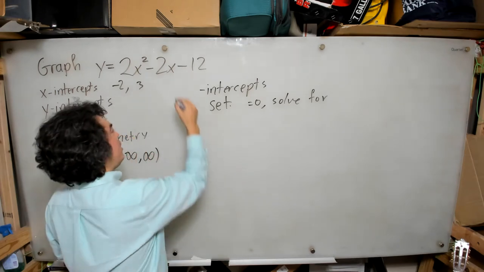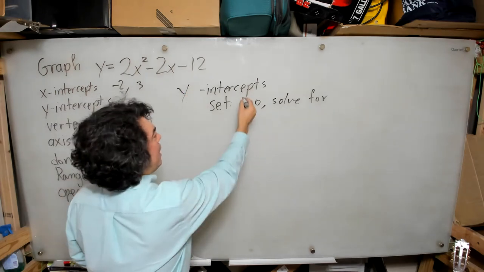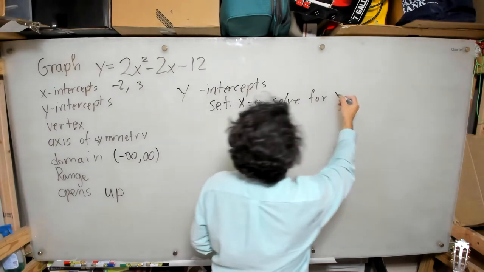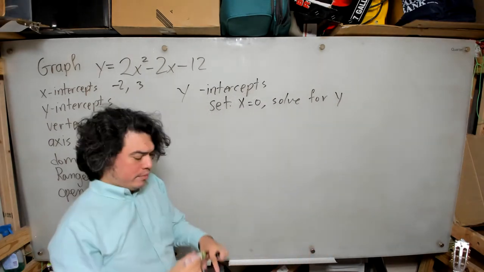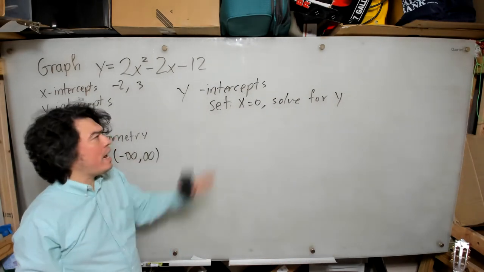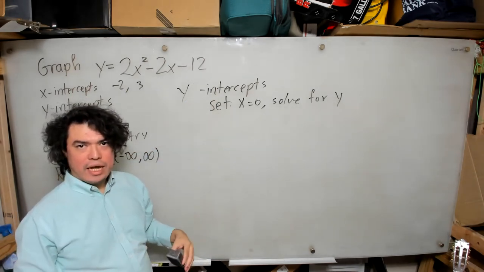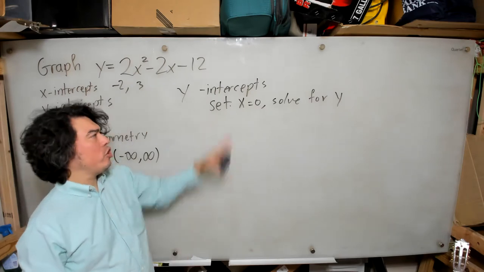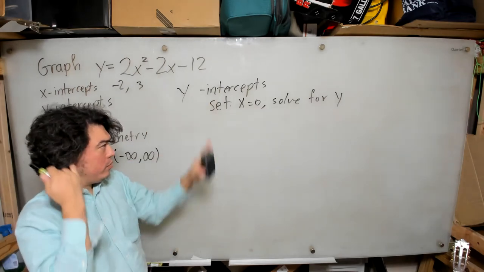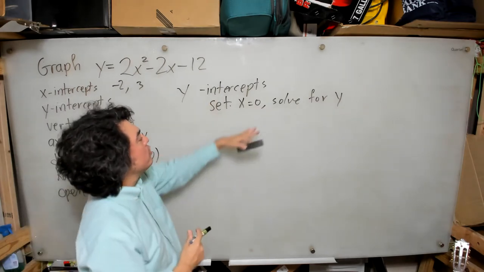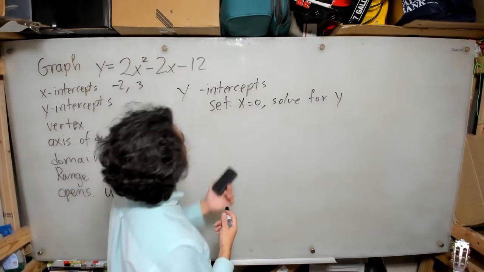Now, to find our y-intercepts, we set x equal to 0, and we solve for y. Now, why is that the case? Because if we think about our y-axis, it is the line x equals 0, right? It's the vertical line that goes through x equals 0. Okay. So I set x equal to 0 and solve for y.